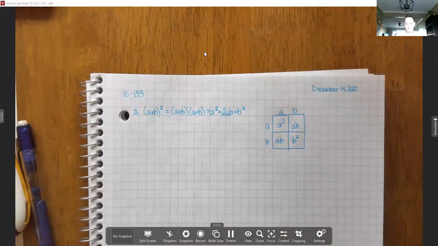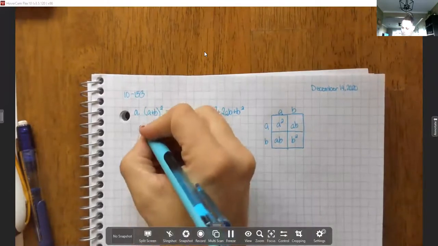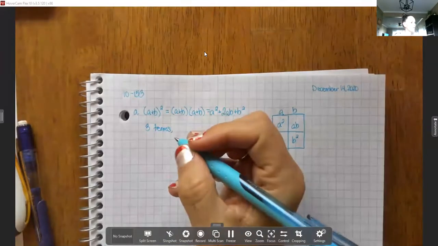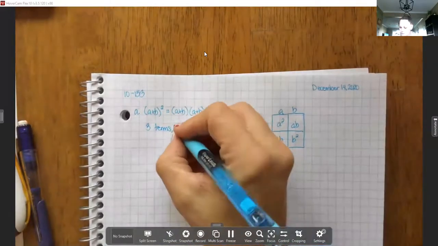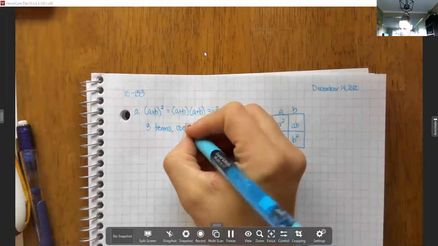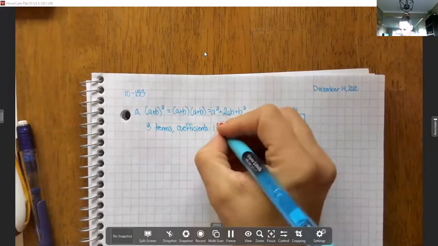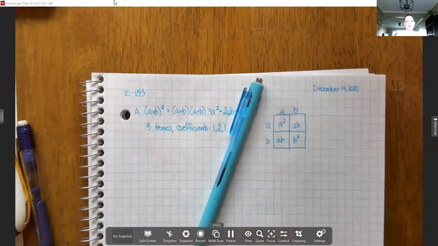So how many terms are there in this? There are 3 terms. And it wants to know what the coefficients are. They are 1, 2, and 1.